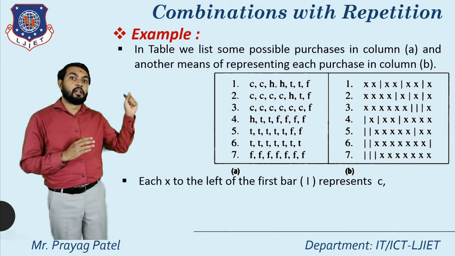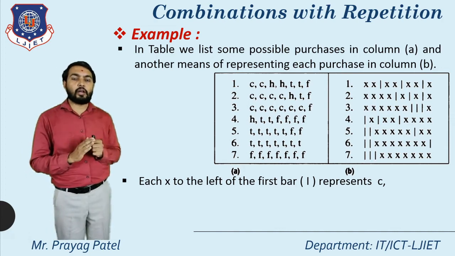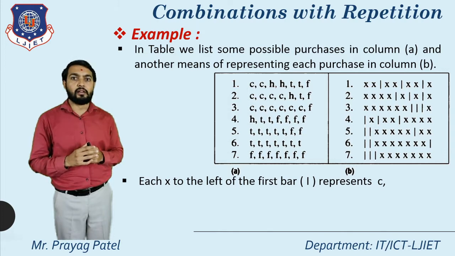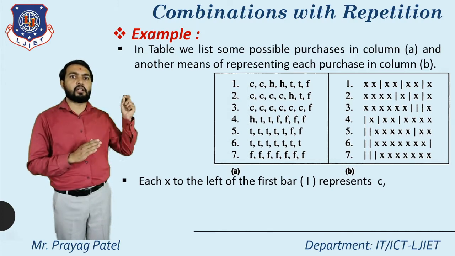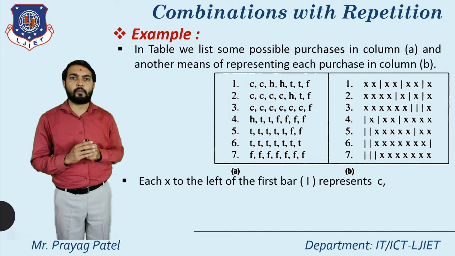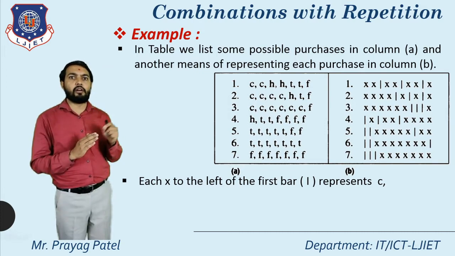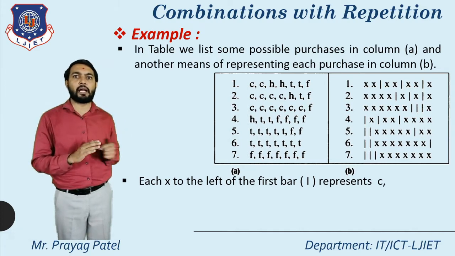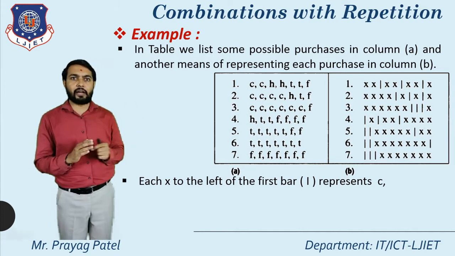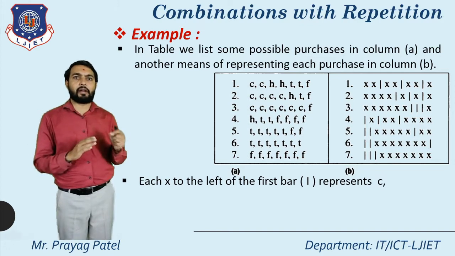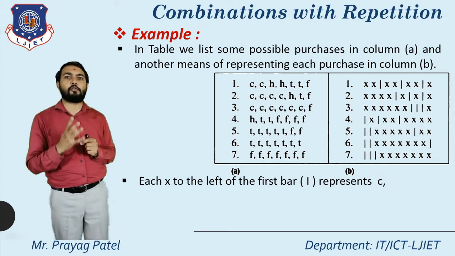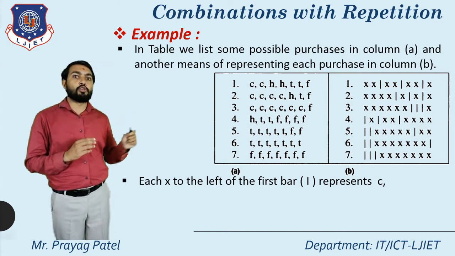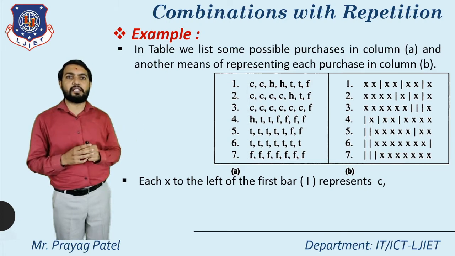Now for the second column, we represent X in place of all the C, H, T and F, and we use the bar symbol. The standing line represents the bar symbol. This bar symbol divides the different items: C and H are divided by 1 bar, H and T by 1 bar, T and F by 1 bar. Here we have a total of 4 types of items, so we use 3 bars for representing this.